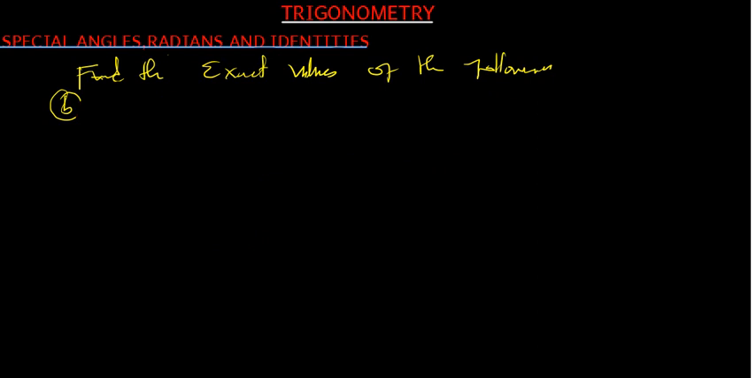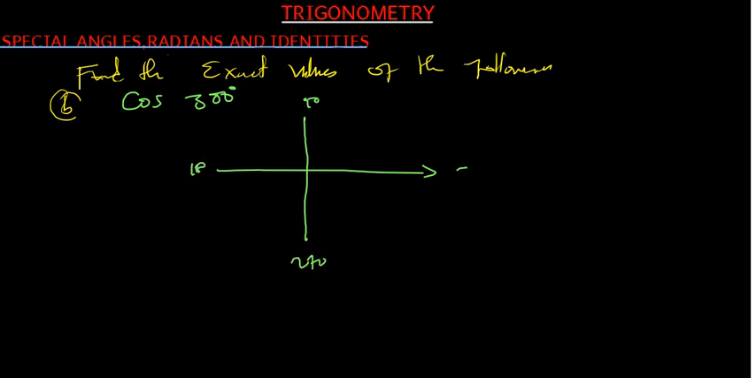We'll go on looking at another instance. What if we've been given cos 300 degrees? How do we work out that one? Alright. So cos 300 degrees, let's first discover the quadrant. This is 90, this is 180, this is 270, this is 360. That means 300 should be somewhere here. So this is the 300 we are talking about.